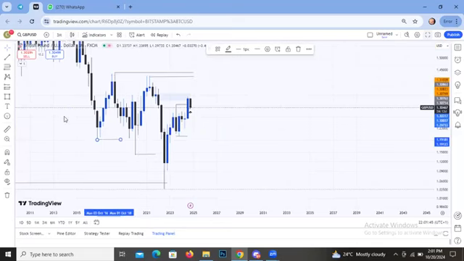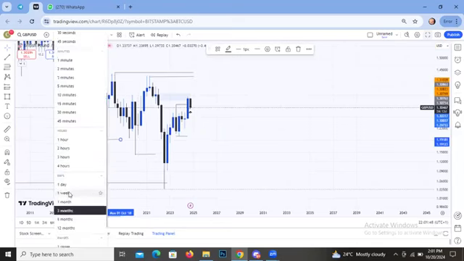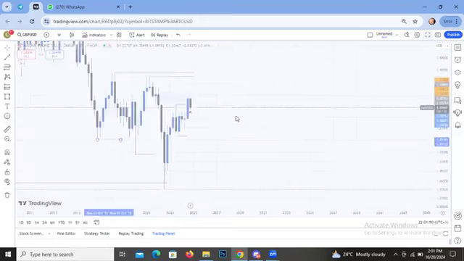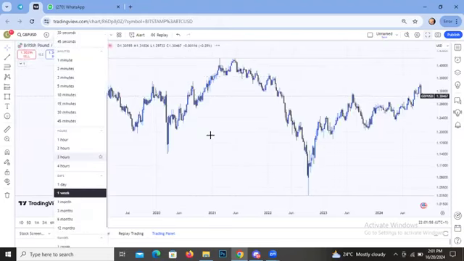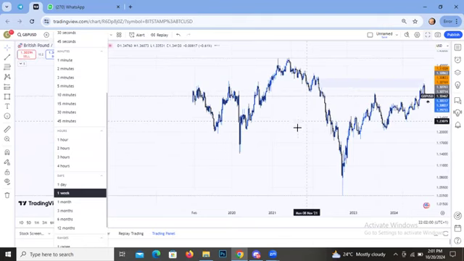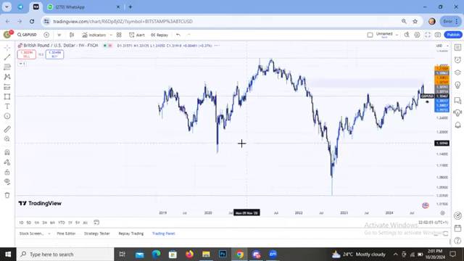So you need to go to another time frame to see a clear view of what's happening there. Now, if you go on weekly, which is 1 week time frame, in 1 week we have this.